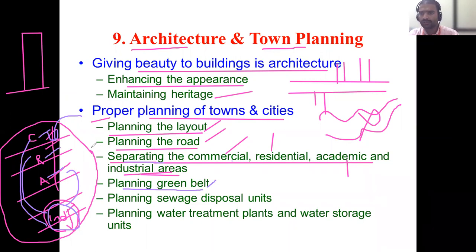If you are not collecting that solid waste, it will be thrown on the roadside. If you throw the waste on the roadside, it will start decaying. After decaying, there will be mosquitoes, viruses, and bacteria. Again, the entire community will spread diseases. In order to avoid that disease, there will be proper maintenance of the solid waste. That is called planning the green belt.